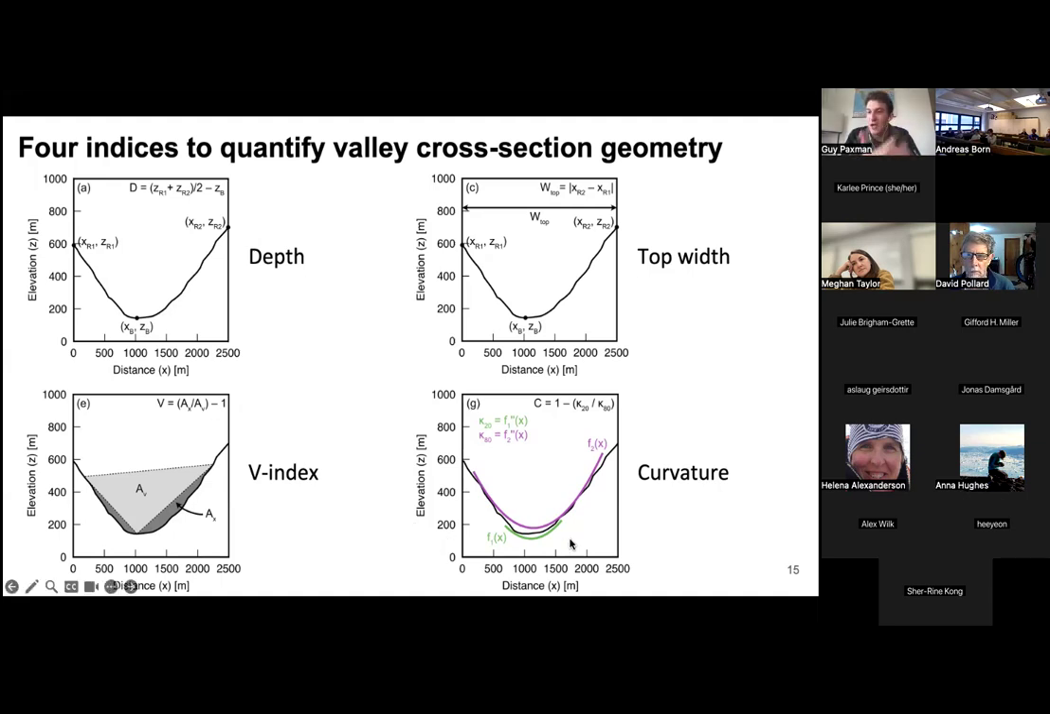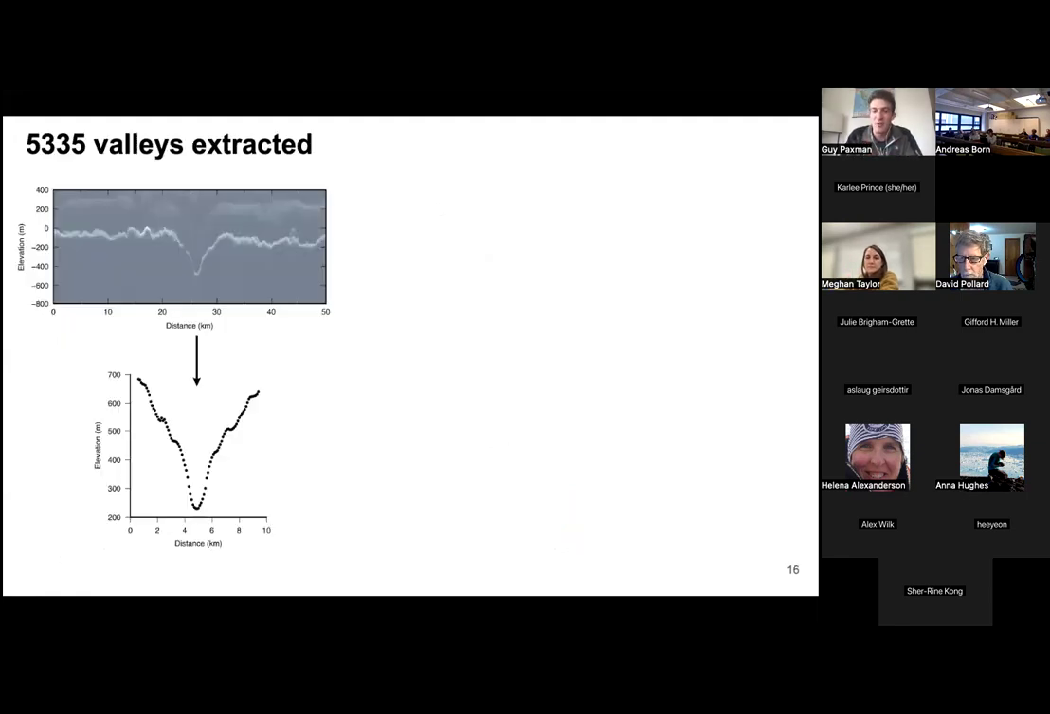And then also we look at curvature, the curvature of the valley walls, and particularly how that varies as a function of the scale of investigation. So as you look at the valley more widely, how does the curvature change compared to when you look at just the central part of the valley? So these four metrics together can tell us maybe something about what valleys look like in a quantitative way. So we took those four metrics, and I'm going to chat maybe at the end about how we settled on those four.